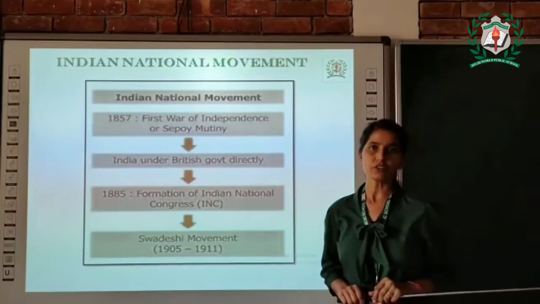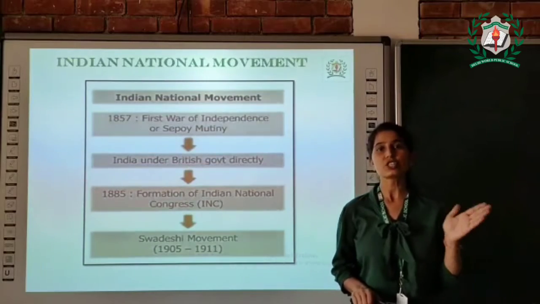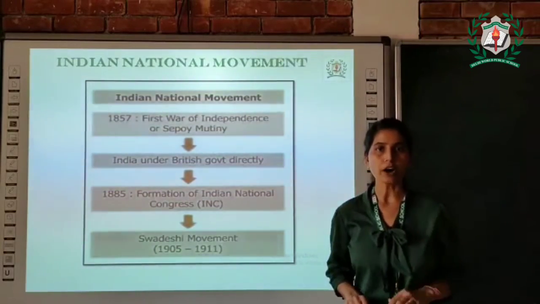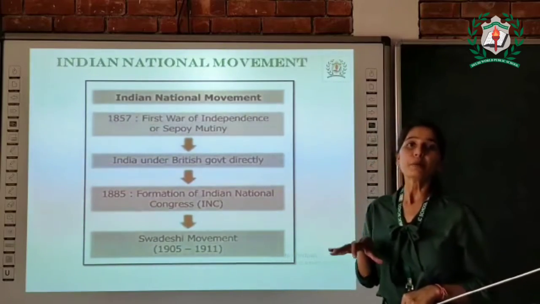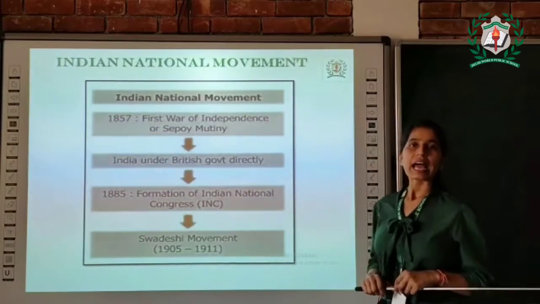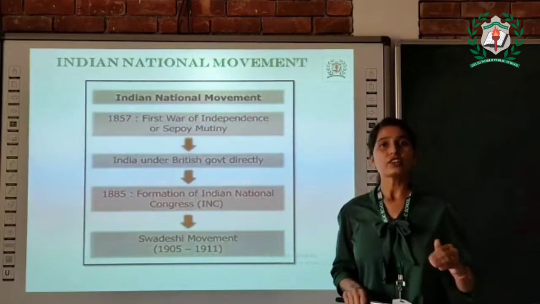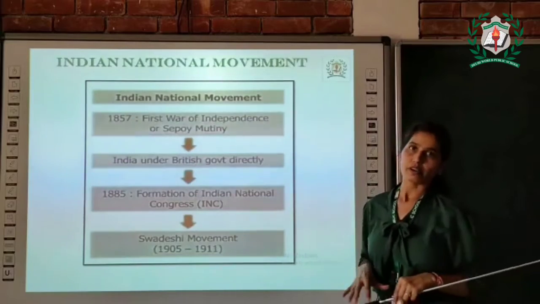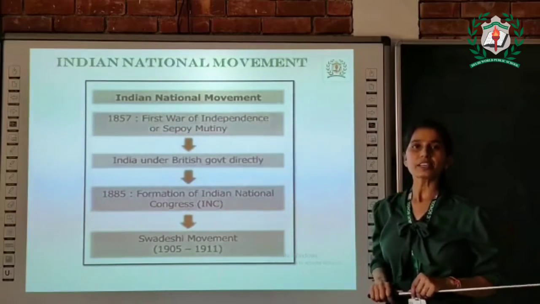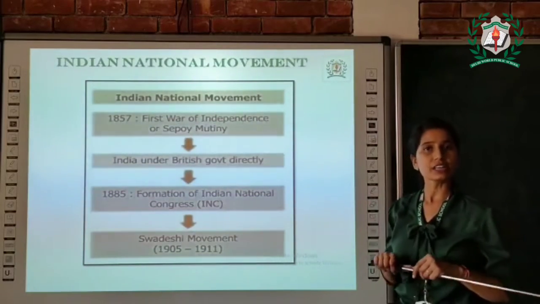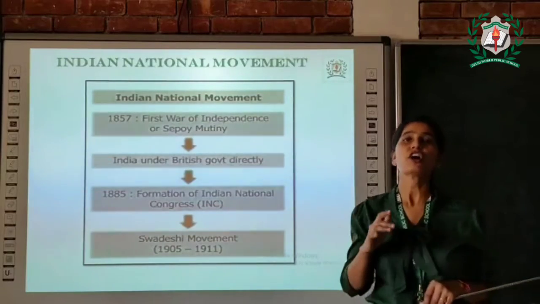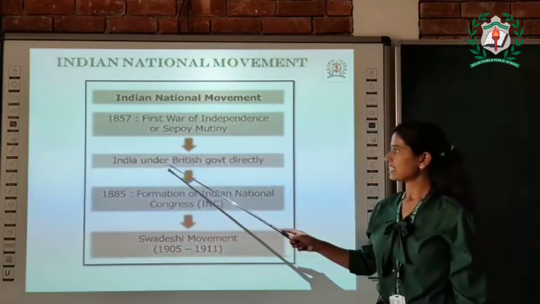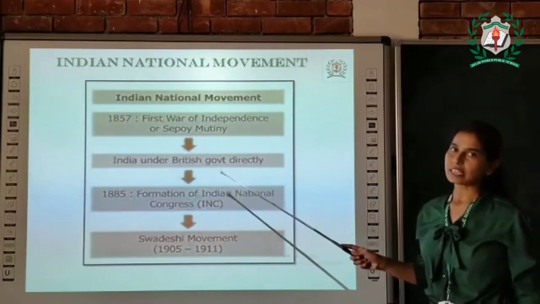After this, the Queen of Britain cancelled the charter of the East India Company and India was brought directly under the British government. A viceroy was sent from Britain to India to rule over us. The role of that viceroy was to run our country under the supervision of the British government. So here, as you can see, India is under the British government directly.